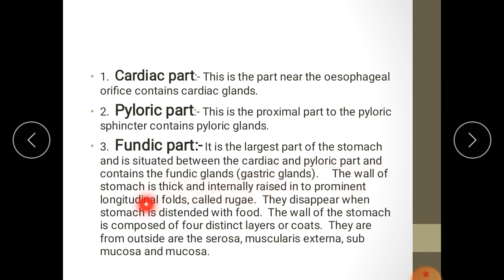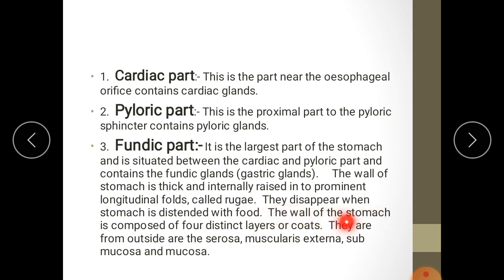The wall of the stomach is thick and internally raised into prominent longitudinal folds called rugae. They disappear when the stomach is distended with food. When the stomach is filled with food, these disappear. When food is not in the stomach, these appear. What are these? These are called rugae.